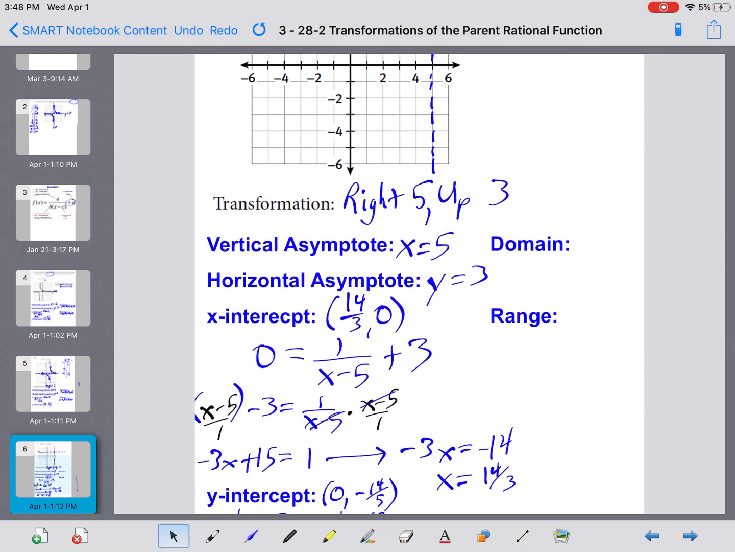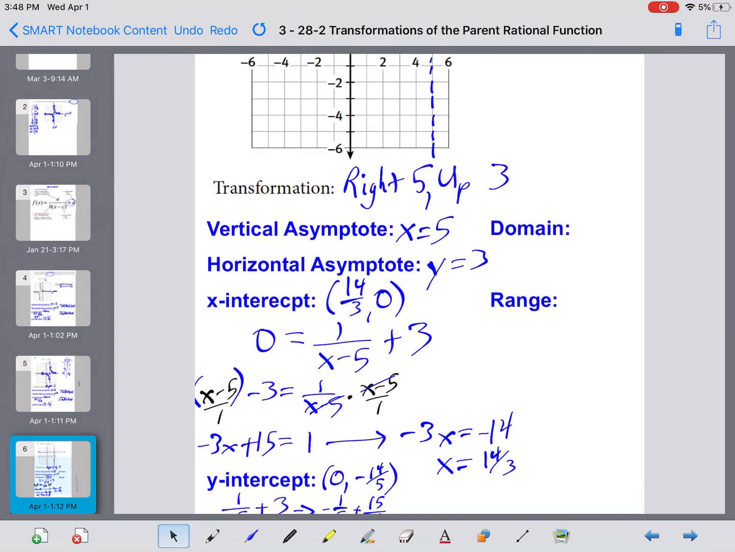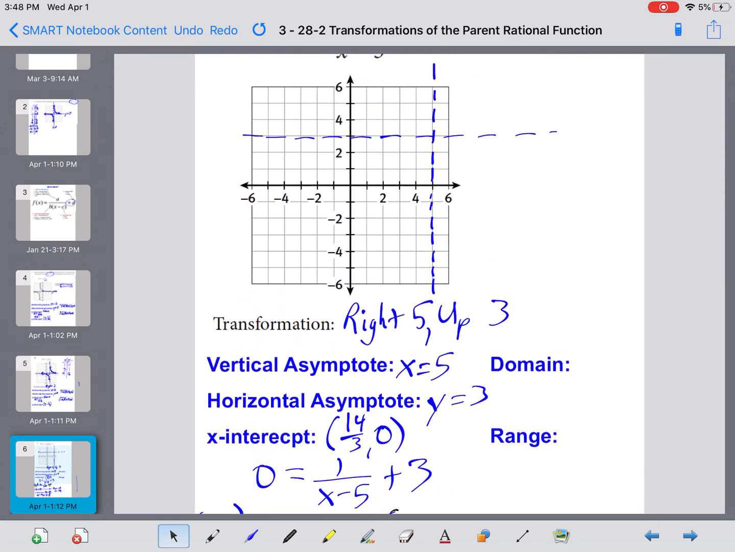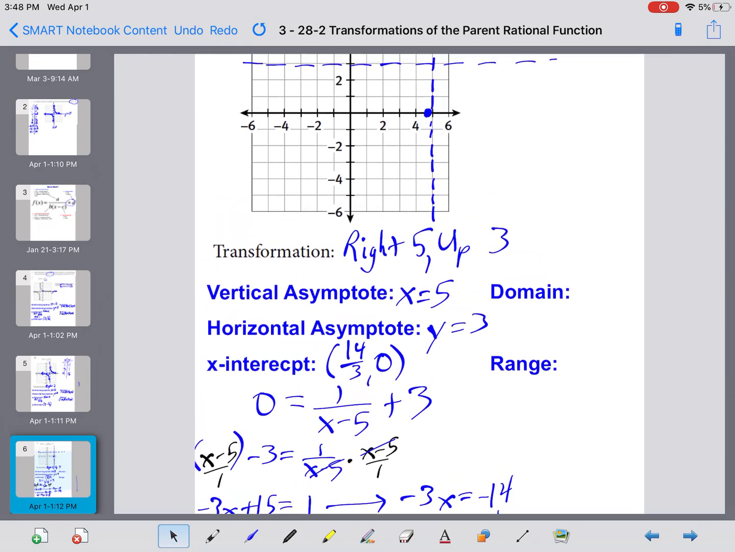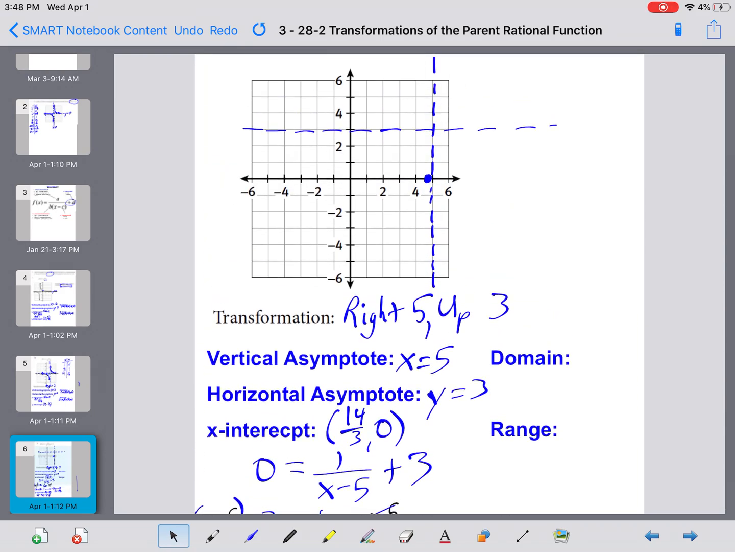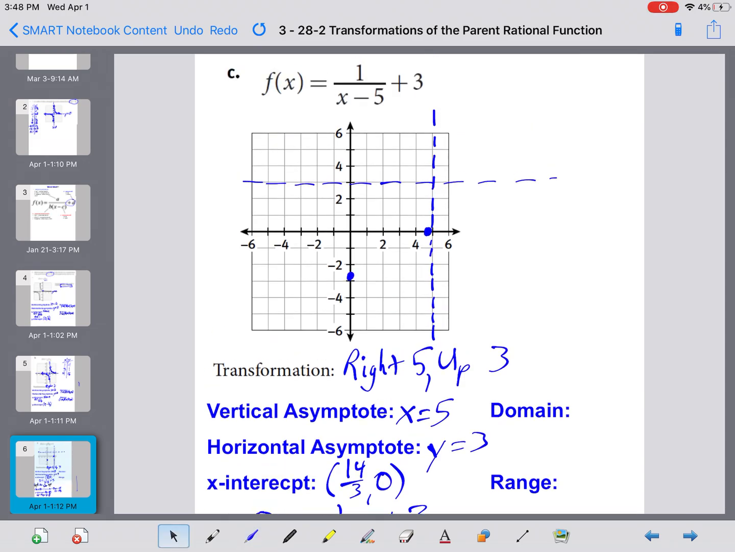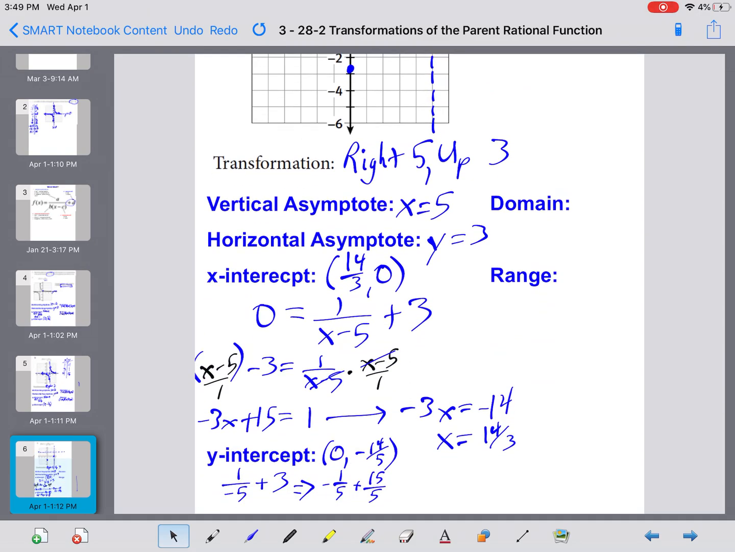All right, so let's sketch a graph here. We have the vertical and horizontal asymptotes in. The x-intercept was 14/3, comma 0. So that's almost 5, right about there. The y-intercept was 0, negative 14/5. That's almost negative 3, right? Just shy of negative 3. So that's right here. Oh, sorry. What did I do there? I did something wrong. Sorry, positive 14/5.